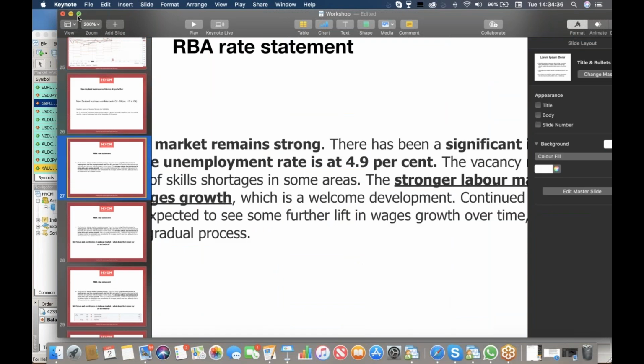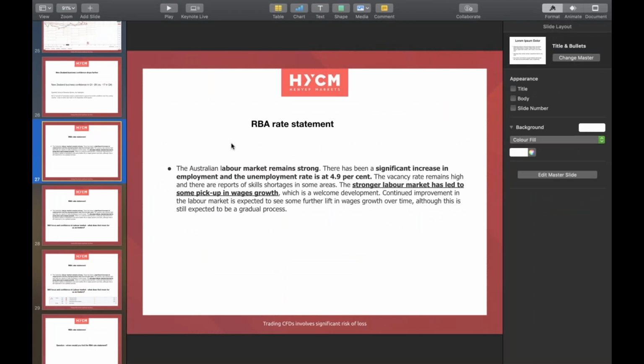Okay, moving on to the Asian session, it wasn't just about Brexit, although you could be forgiven for thinking it was, the amount of focus we've had on it. We also had a very important meeting from the Reserve Bank of Australia. They had their rate meeting. They said the Australian labour market remains strong. There's been a significant increase in employment, so the unemployment rate is at 4.9%. They're very pleased at that.